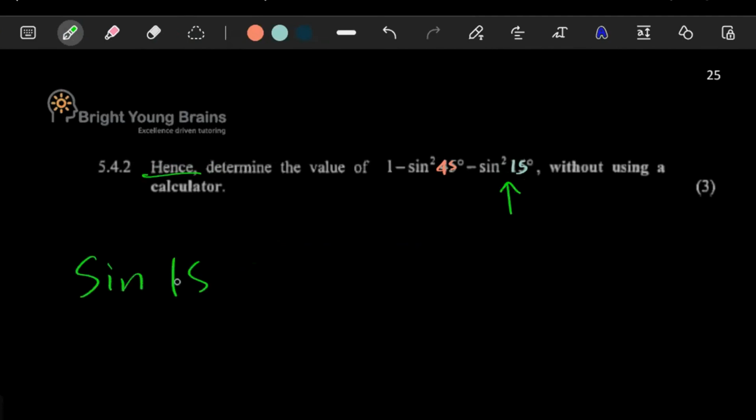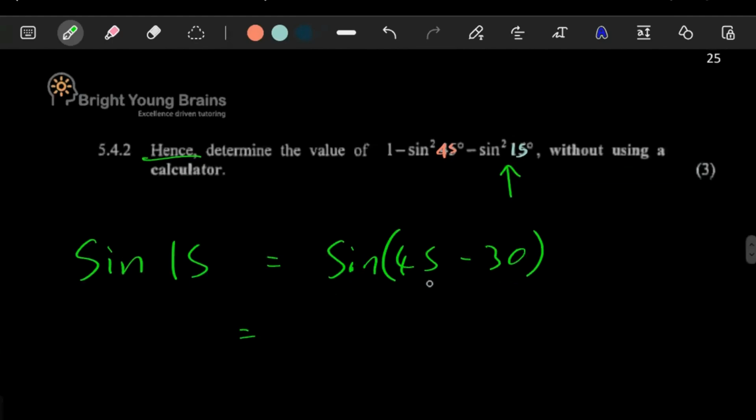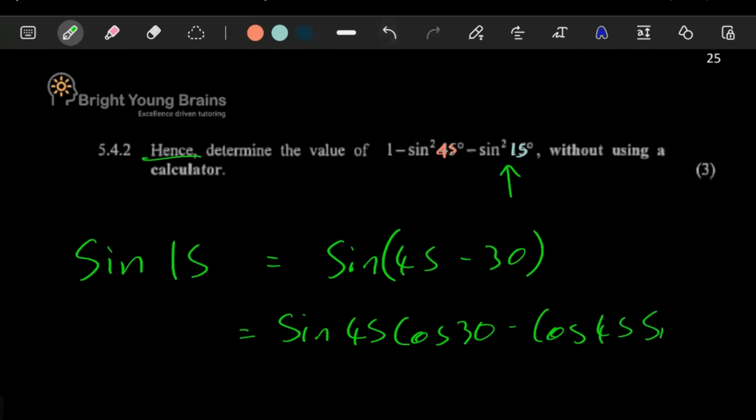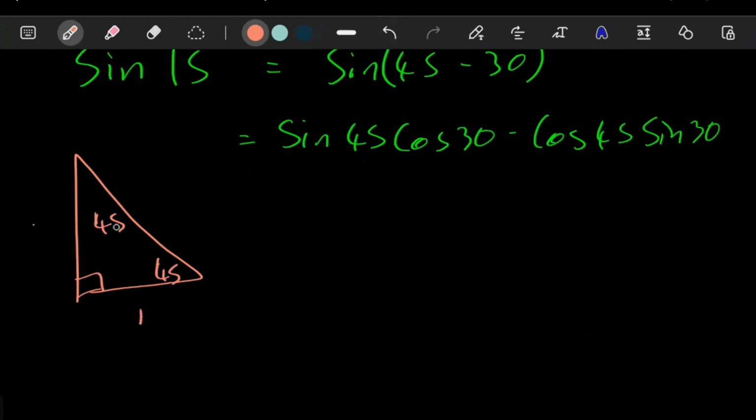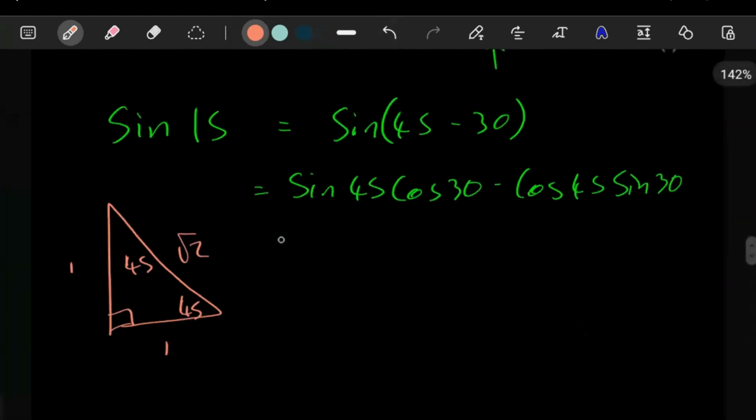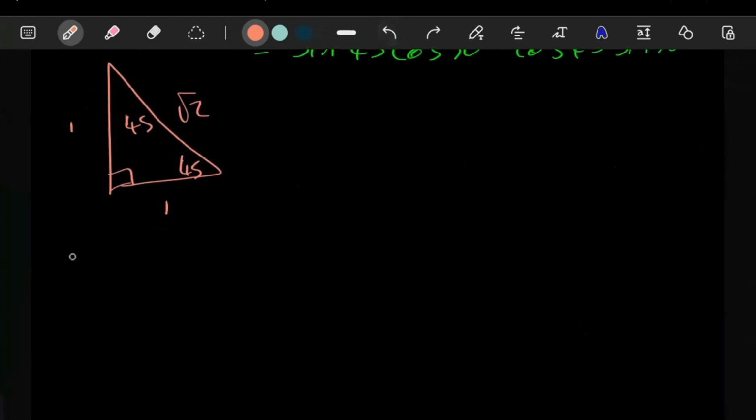So sine 15, we know it's the same as sine of 45 minus 30. Now this is a compound angle of sine, so this is going to be sine 45 cos 30. Since there's a minus here, it's going to be a minus there: cos 45 sine 30. And then from here we can just use our special triangles: the 45-45 triangle with sides 1, 1, square root of 2, and the other special triangle is the 30-60 triangle.